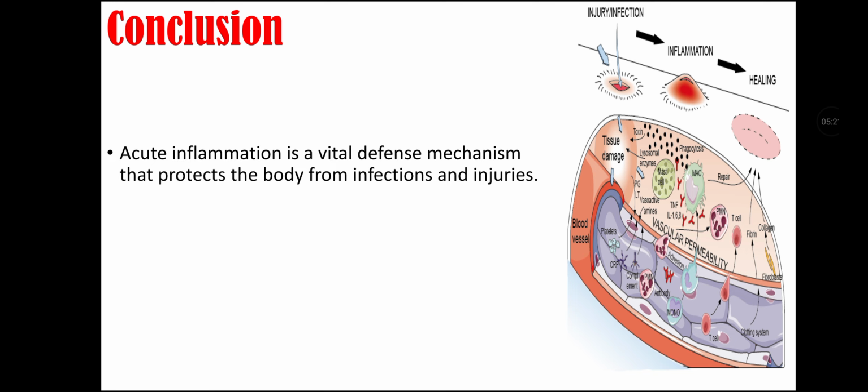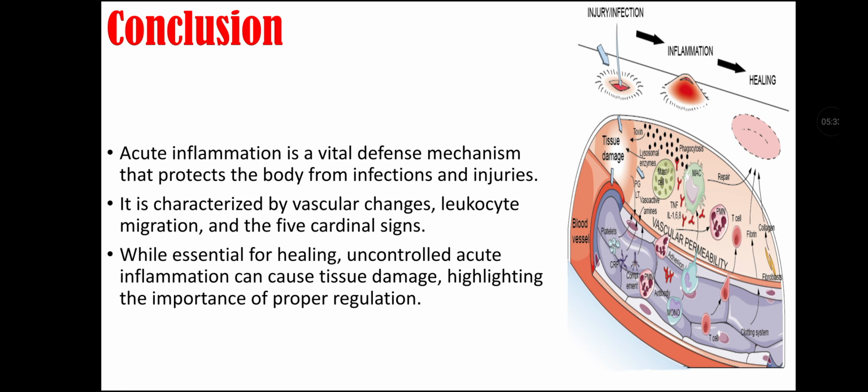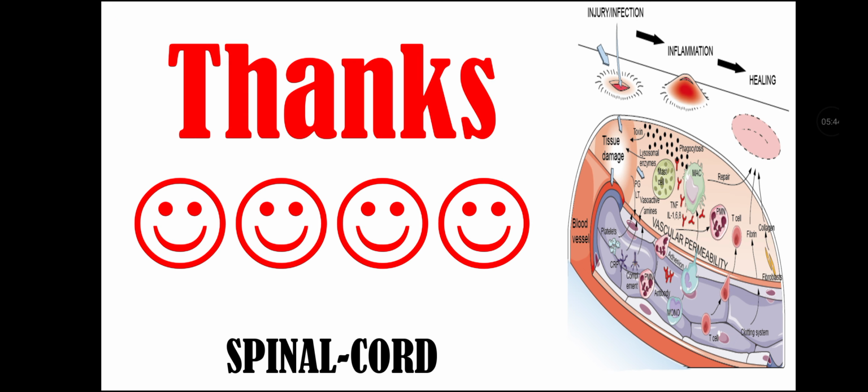Conclusion of this lecture video. Acute inflammation is a vital defense mechanism that protects the body from infections and injuries. It is characterized by vascular change, leukocyte migration, and 5 cardinal signs. While essential for healing, uncontrolled acute inflammation can cause tissue damage, highlighting the importance of proper regulation. And this was all about acute inflammation.